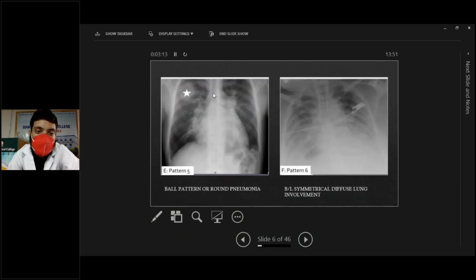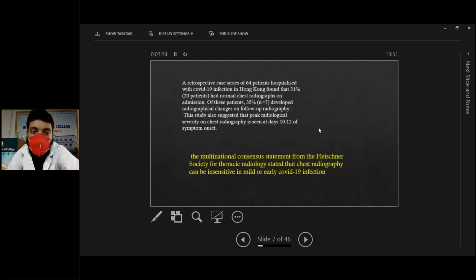In this particular chest radiograph, what we are seeing is a well-defined rounded opacity in the right upper zone without any calcifications and without any other abnormalities. This particular finding is called a ball pattern or round pneumonia, and it can also be bilaterally symmetrical. Diffuse lung involvement of ground glass opacities and consolidation may also be seen.